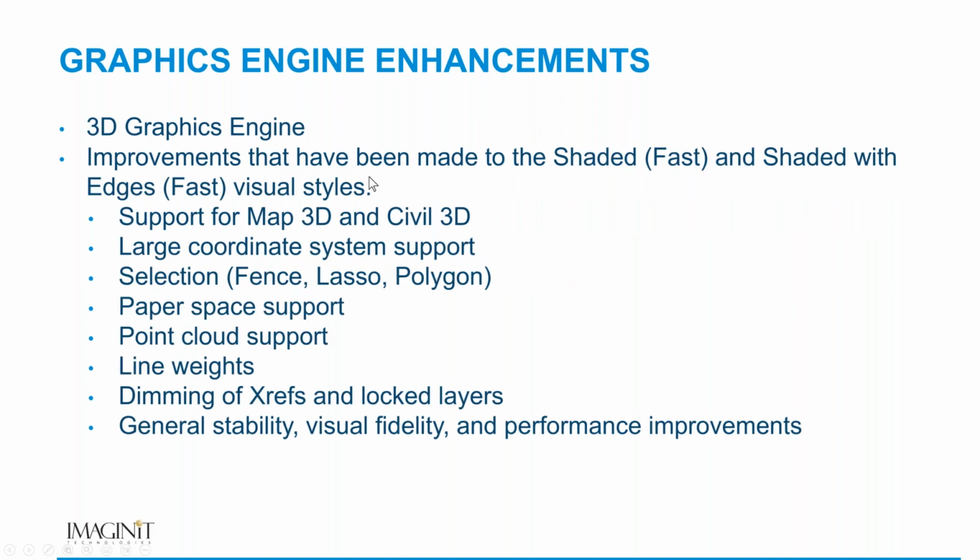And then the 3D graphics engine, there have been some improvements made to the shaded fast and shaded with edges fast. You now have support for Map 3D and Civil 3D in there. Large coordinate system support. Those of you that have ever worked in Civil 3D know that we are never near 0, 0. And so those 3D graphics engines that they brought out last year break it horribly.